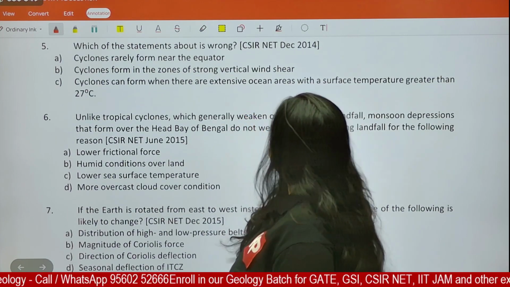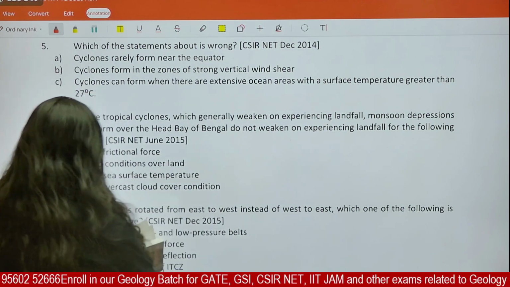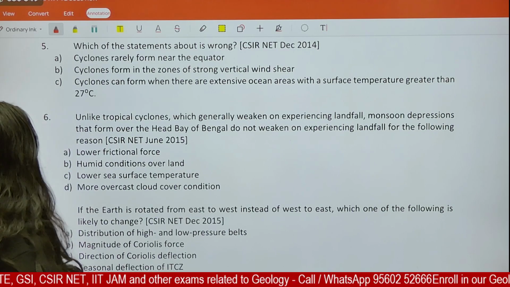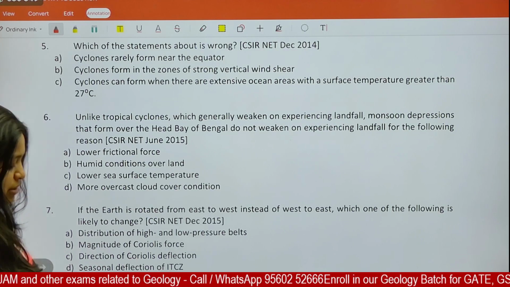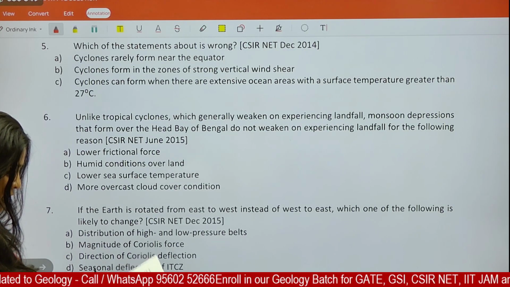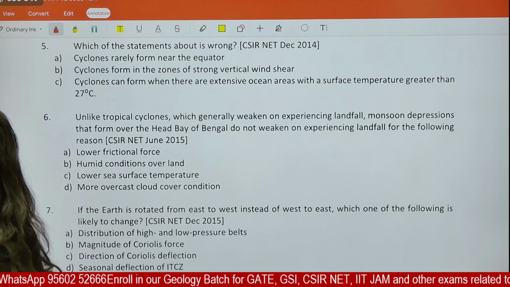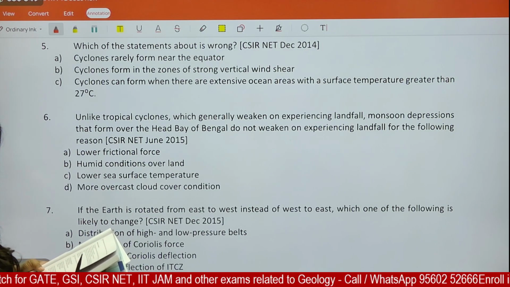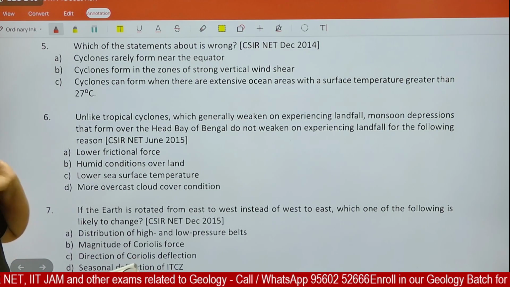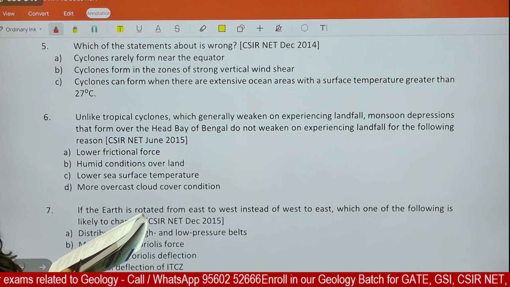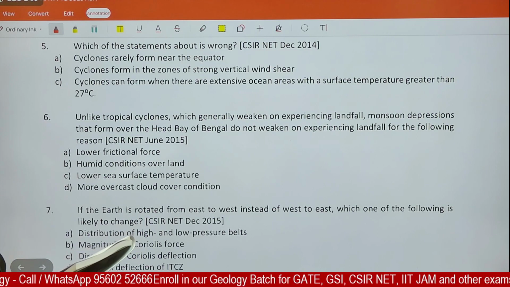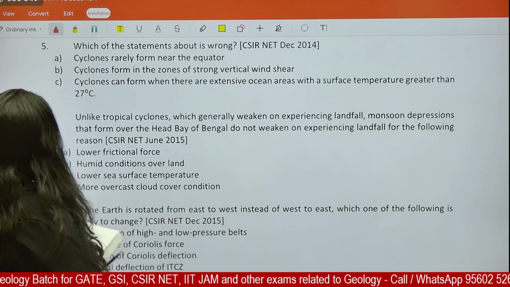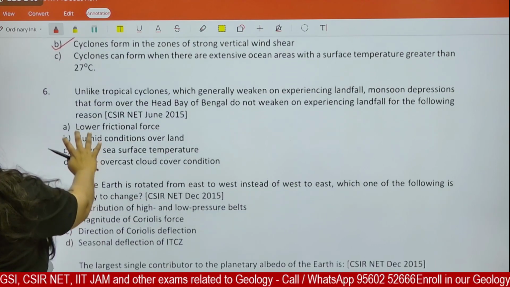Next question: which of the statements is wrong? This is about cyclones, which actually comes under the climatology section. Cyclones rarely form near the equator. Cyclones form in the zone of strong vertical wind shear. That's a wrong statement. Cyclones can form when there are extensive ocean areas with a surface temperature greater than 27 degrees. So that's also correct. So option B is the wrong statement.